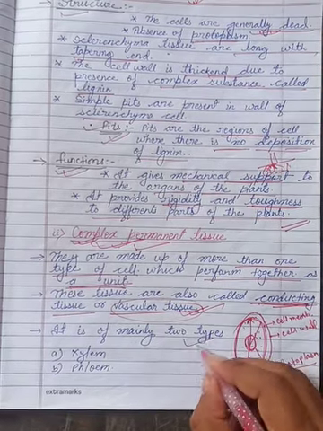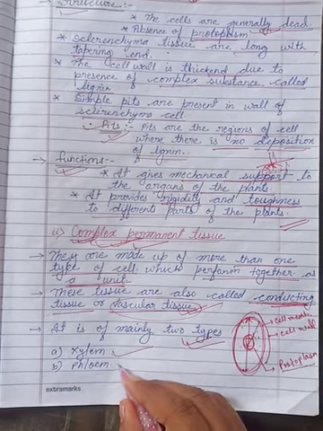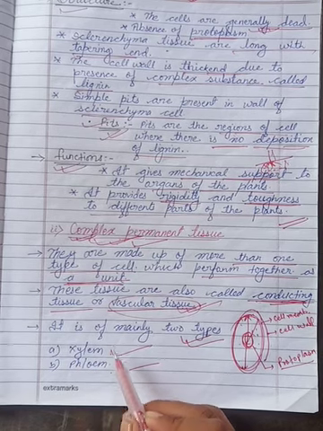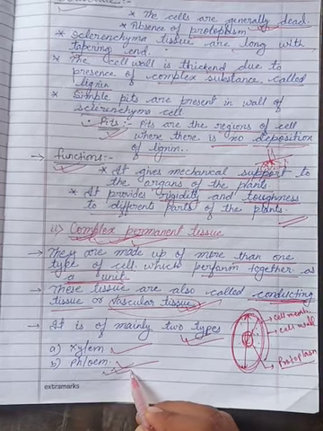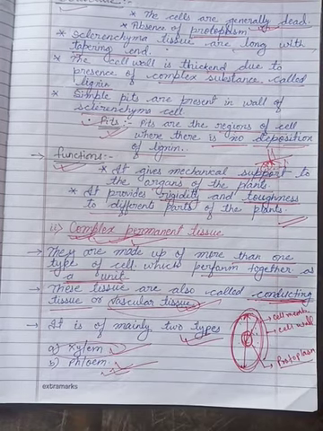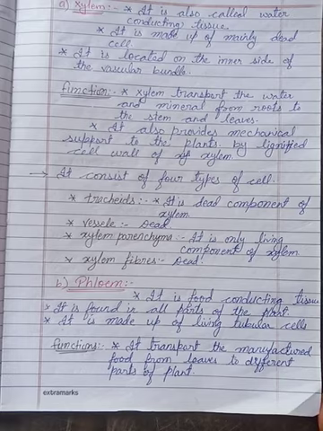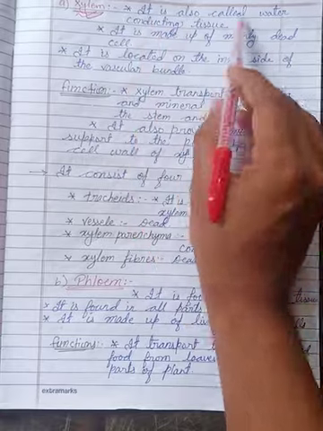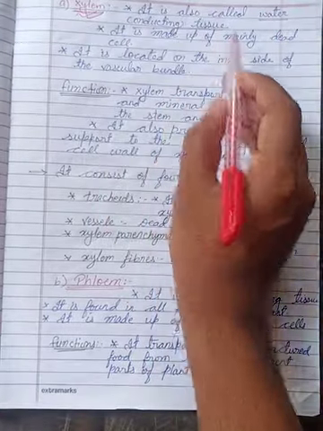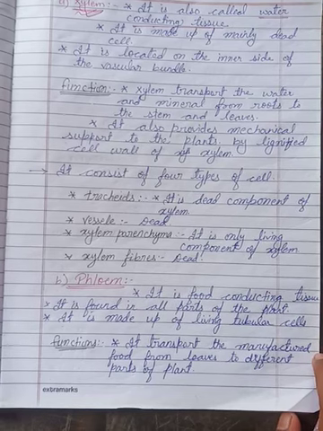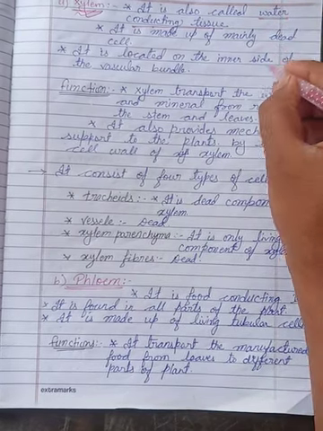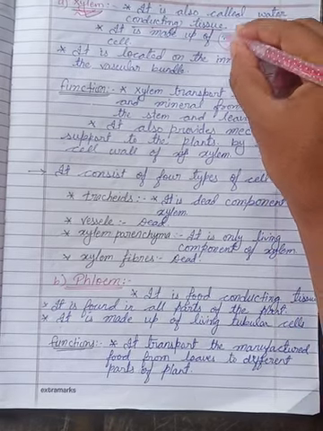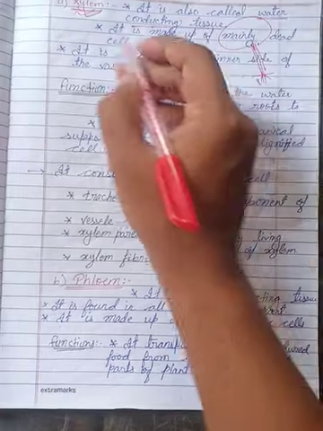It is mainly of two types, xylem and phloem. We will discuss each and every complex permanent tissue in detail. Okay. Now take a look at the xylem first. Xylem is also called water conducting tissue because, as you know, water is conducted from the root to the stem or different aerial parts of the plant due to the xylem.